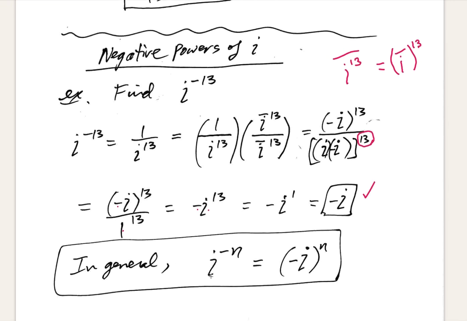Okay? So in general, following this same reasoning, not just 13, if I'm going i to the negative n, that's the same as negative i to the n. And then you should be able to figure that out from there. Okay? Alrighty? Alright, well, I hope you understood all that stuff.